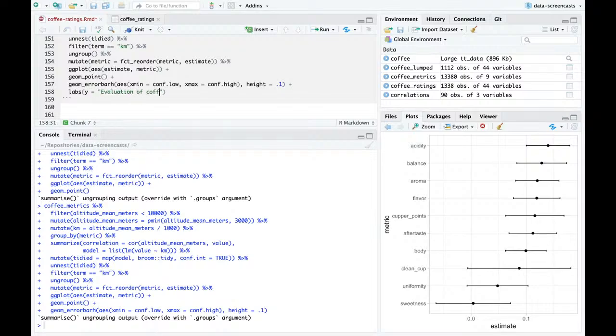valuation. Each 1,000, each kilometer of altitude contributes this much.